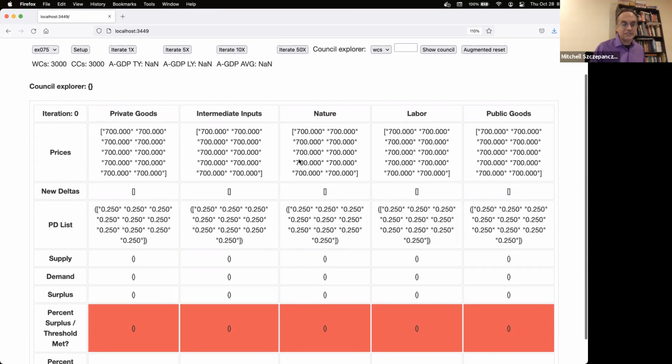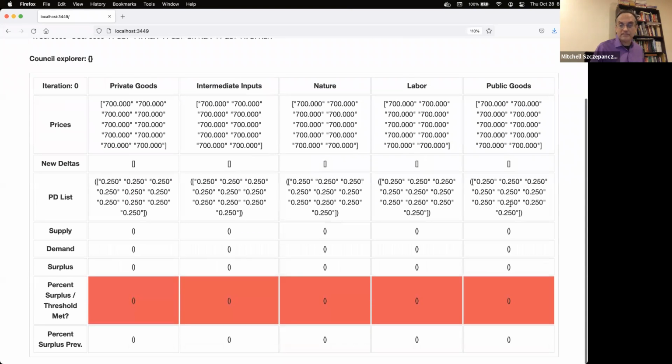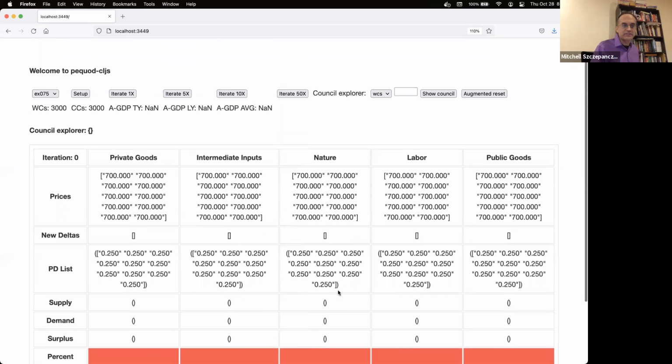The respective price changes. Since we haven't changed anything, there's nothing there. The starting points where it started at 25, the supplies, the demands, the surpluses. Here's that color coding that goes on for the percentage surplus. And then we also track the percentage surplus for the iteration previous to that. That proved to be useful in some research.